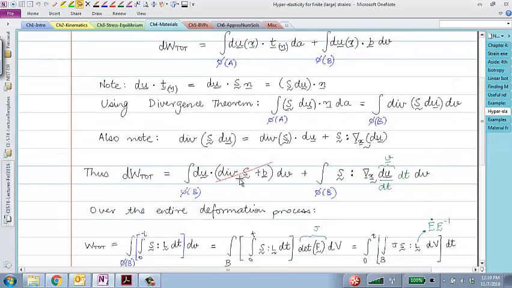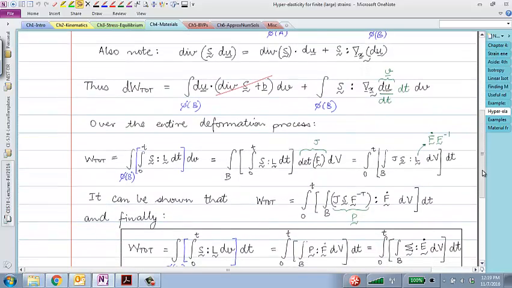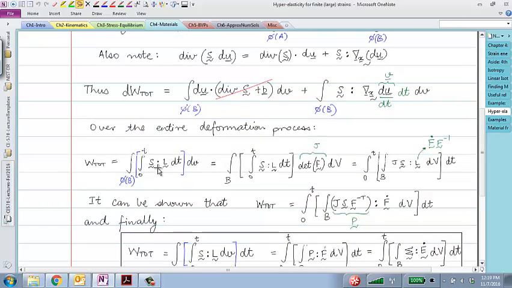And if I go through some algebra, you can see that this incremental work done turns out to be du dot (div S plus b), which is 0 because of equilibrium, plus stress double dot, hopefully you remember double dot, S_ij times gradient of v_ij. What we get is a term very similar to what we had for the small deformation. We just had epsilon dot here. Now, for the finite deformation, we get S double dot with L.